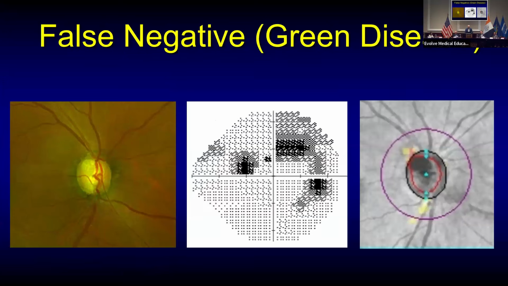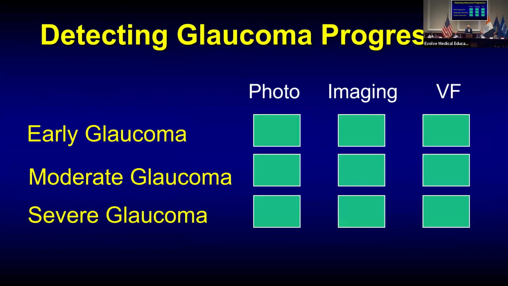There are also false negatives, and here's a patient with obvious glaucomatous changes in the optic nerve, rather severe optic nerve damage, and visual field loss in both the upper as well as the lower hemifield, and no detectable changes in the peripapillary retinal nerve fiber layer. I would look at that and probably give it a pass if I didn't know what the optic nerve looked like. So clear value in detecting glaucoma at all stages, and OCT has really been a tremendous way to objectively measure structural changes in eyes with glaucoma.